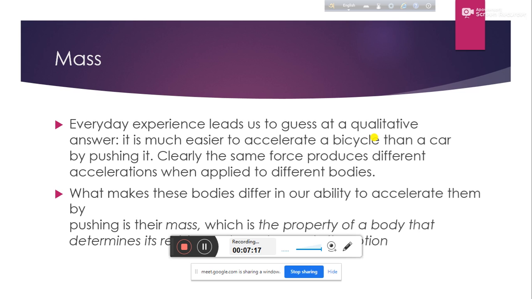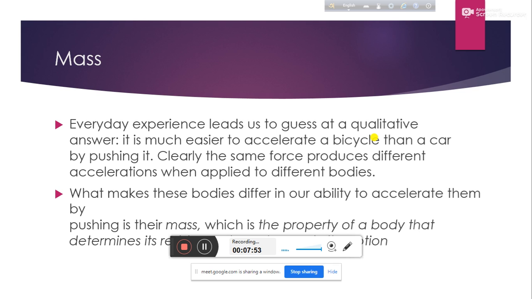When we are trying to accelerate them, you know that when a body is at rest, if you want to give some motion to it, that means it is accelerating. And when a body is at constant velocity, moving in a straight line, if you want to increase its velocity, that is called positive acceleration, or even if you want to change its direction, that is also called an acceleration.